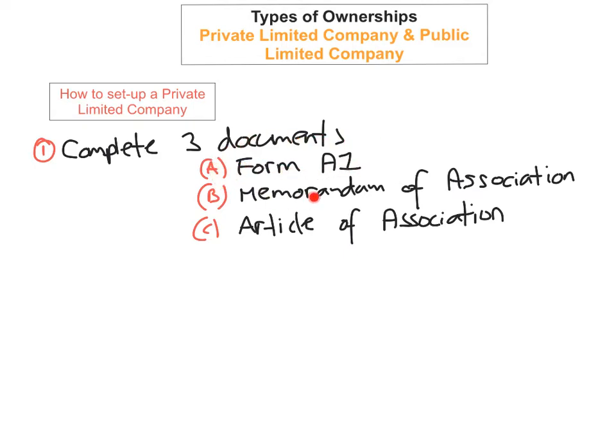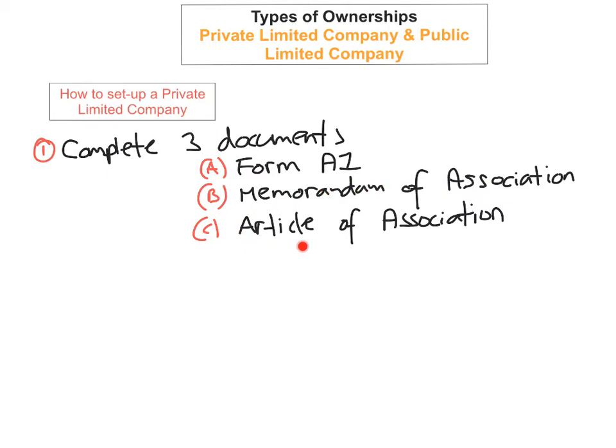The second one is the Memorandum of Association, and that basically has the name of the business. It's got the objectives of the business, why it was set up and what its aims are. It's got the amount of capital that is invested into the business. It's got the names of all the directors and a statement that the business has limited liability.